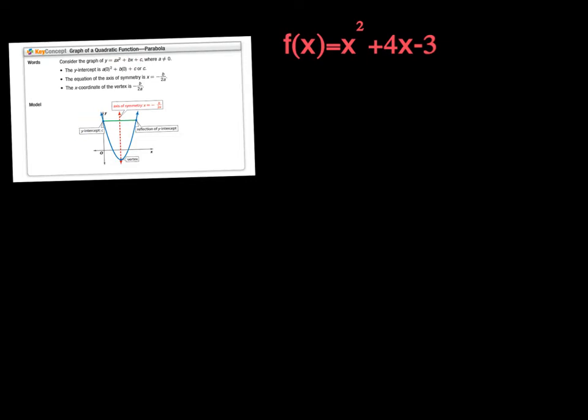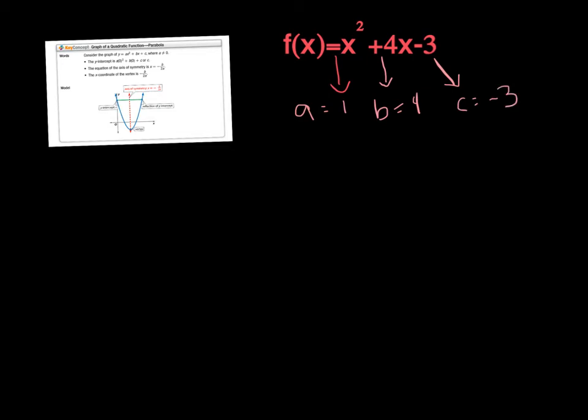So if we take a look at our function here, it's just the coefficient in front of every one of our variables, right? This one is going to be a 1, so a equals 1. b equals 4, because it's the number in front of the x term. And our c equals negative 3.